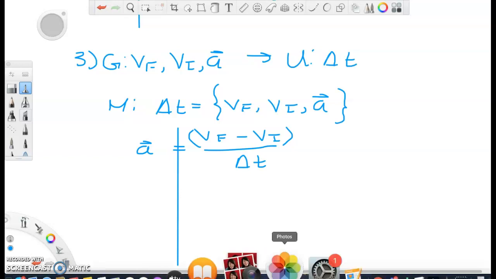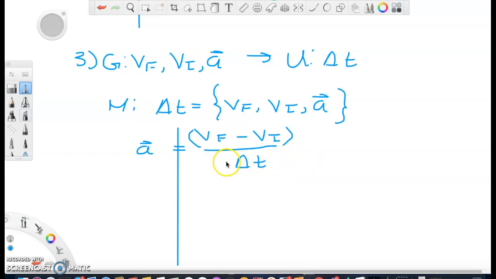So to get delta t, I have a division, so I need to multiply to get delta t to the left side. I'm going to multiply both sides by delta t. When I multiply this side by delta t, I'm essentially dividing delta t by itself, and anytime you divide something by itself, they cancel out. This leaves you with the equation a delta t is equal to v final minus v initial.